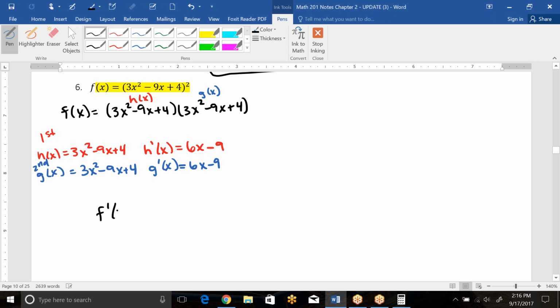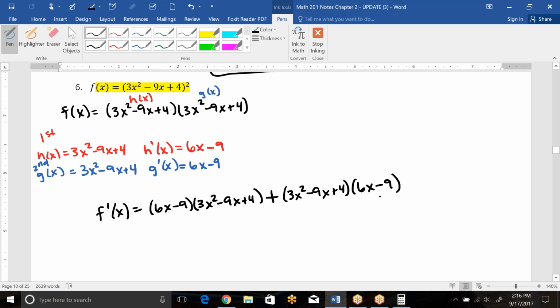So f prime of x is going to be the derivative of the first, which is 6x minus 9, times the original. So that's 3x squared minus 9x plus 4, plus, then you're going to have the first, which is 3x squared minus 9x plus 4, and times the derivative of the second. Now, because these are exactly identical, you really could just FOIL out one of these completely or distribute it and then times the answer by 2 because you're going to get the same thing over here. But we're just going to work it out.